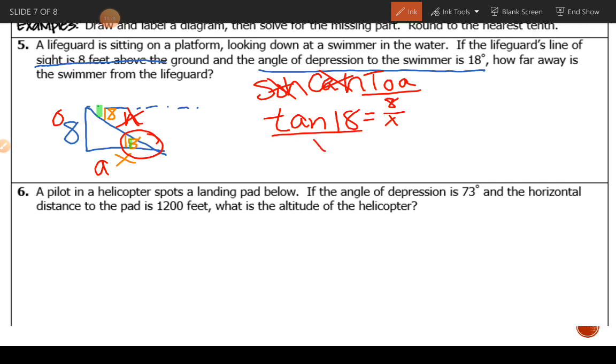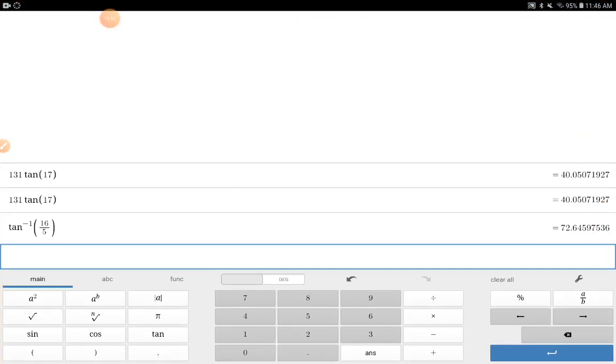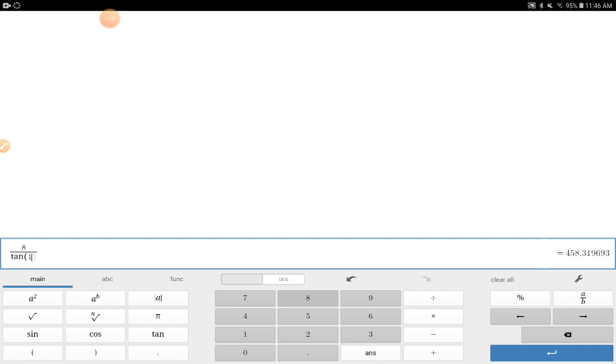Cross multiply, we get x tangent of 18 is equal to 8. Divide by tangent of 18. And this right here, 8 divided by tangent of 18, is what we're putting in our calculator. So let's go ahead and do that. So let's clear this. What are we doing? We're doing 8 divided by tangent of 18. And we get 24.62. Again, we're rounding to the nearest tenth. So the 2 is going to tell the 6 to stay.